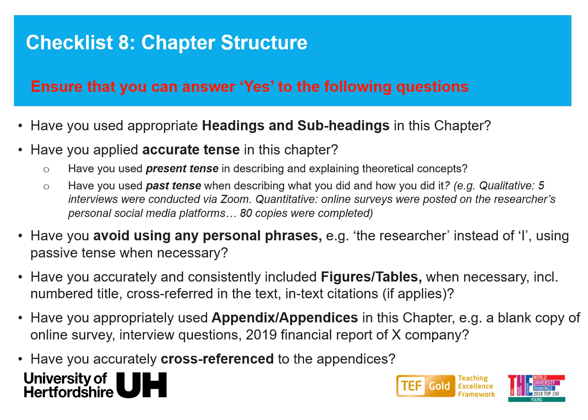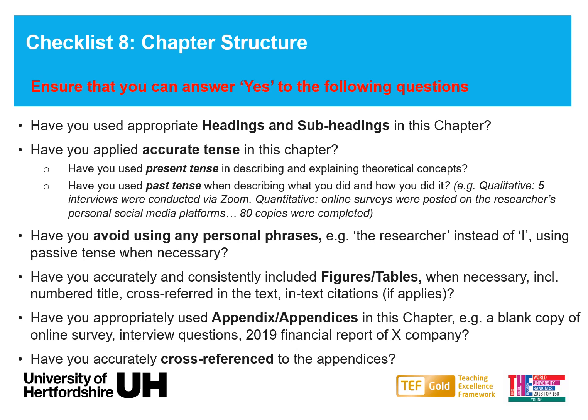For example, if your research is qualitative and 5 interviews were conducted via Zoom, you must say "were conducted", or "5 people took part in the interview", where you use past tense. If your research is quantitative, you may say online surveys were posted on social media platforms and 80 surveys were collected, where you must use past tense.